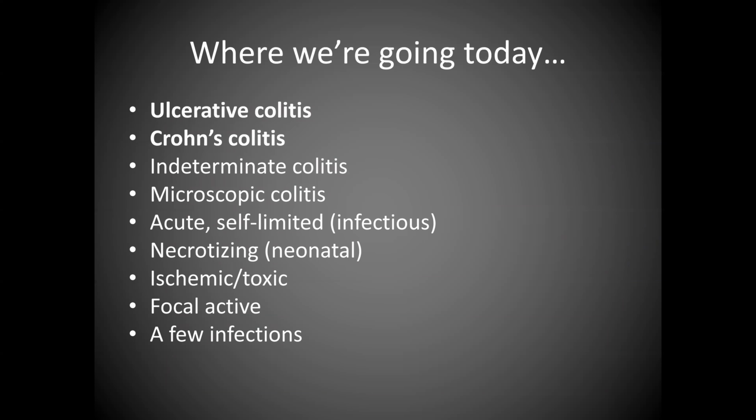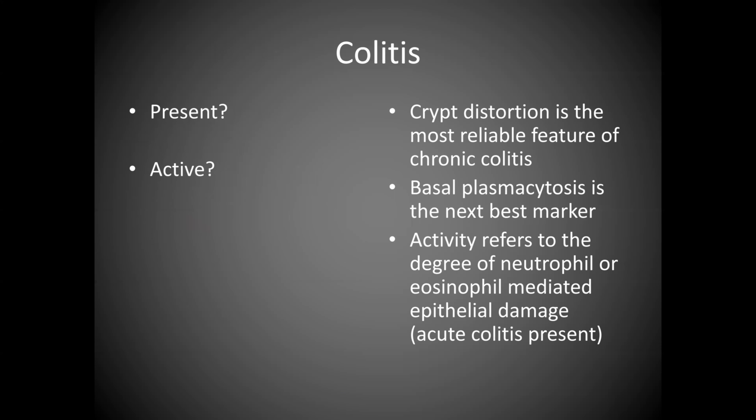So let's look at our roadmap for today. We're going to talk about the big two, ulcerative colitis and Crohn's colitis, and much of our time is going to be spent there. And then we'll move on down to cover a few of the other items in at least superficial detail. The idea is to give you a scope of understanding of these benign biopsies and what to be thinking about as you look at them.